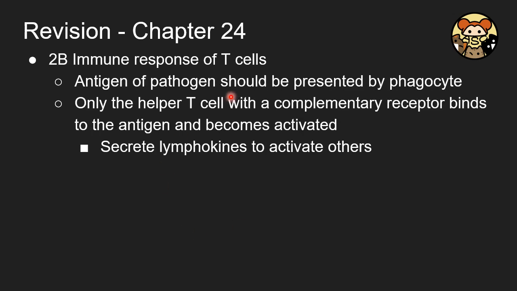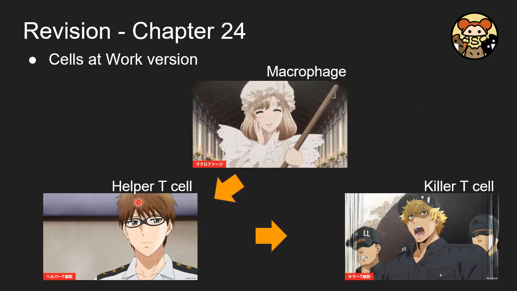So after the B cell, let's talk about the T cell. For the T cell, they have similar functions as the B cell on the recognition side. That is, the helper T cell will bind to the antigens with a complementary binding and become activated. And it will then secrete lymphokines to activate the others. So you may think the helper T cell serves as a master control.